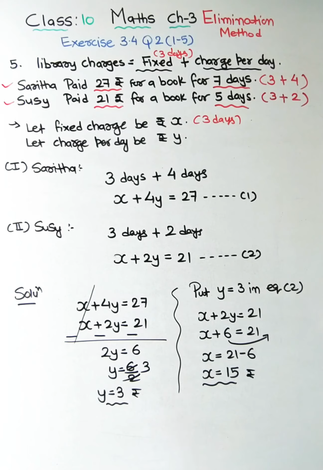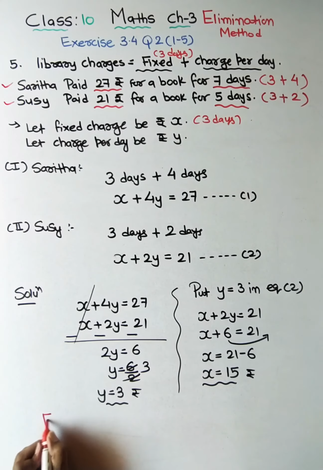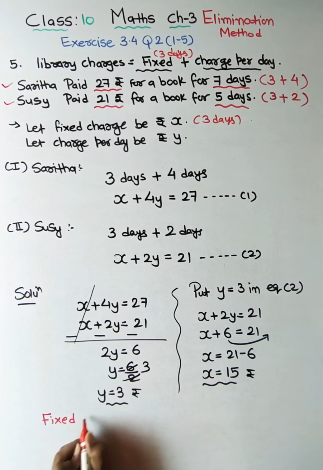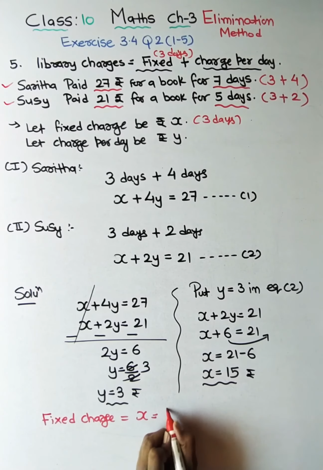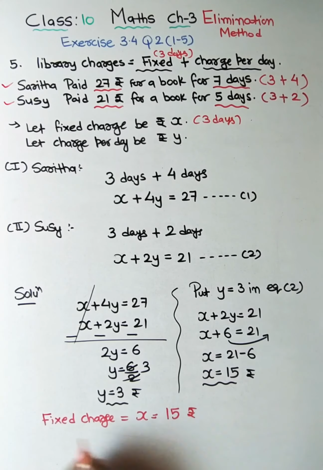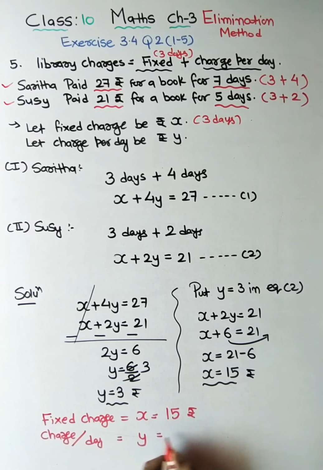So what is the final answer that we got? That the fixed charge for the first 3 days, which was X rupees, is 15, and the charge per day, which was Y rupees, comes out to be 3. So that is our answer, and we have finished exercise 3.4.